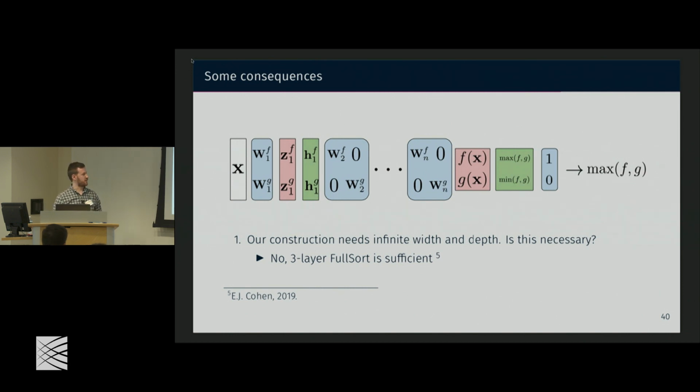So here our construction uses maxmin, but a paper from E.J. Cohen and others, the same group as the original Huster paper I mentioned, showed that actually using full sort, so sorting the entire activation vector, is sufficient with only 3 layers, which is somewhat surprising, I think. But actually, we sort of saw hints that this might be the case earlier.